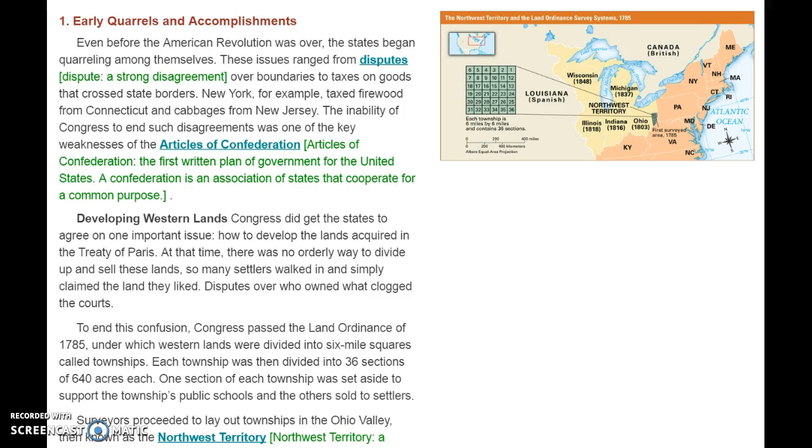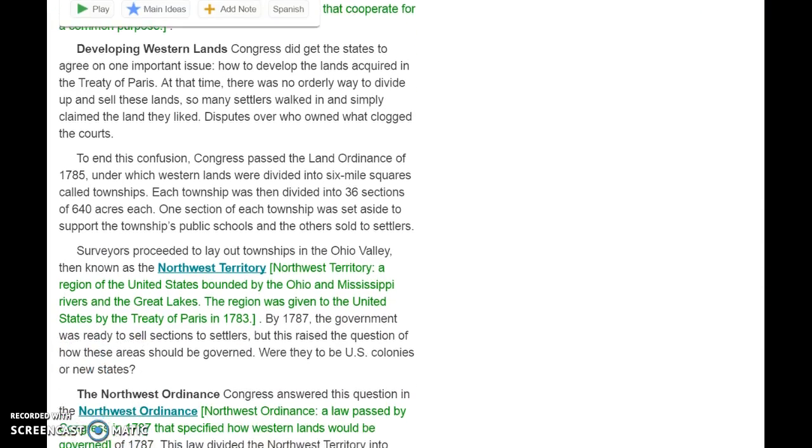To end this confusion, Congress passed the Land Ordinance of 1785, under which Western lands were divided into 6-mile squares called townships. Each township was then divided into 36 sections of 640 acres each. One section of each township was set aside to support the township's public schools, and the others sold to settlers. Surveyors proceeded to lay out townships in the Ohio Valley, then known as the Northwest Territory.